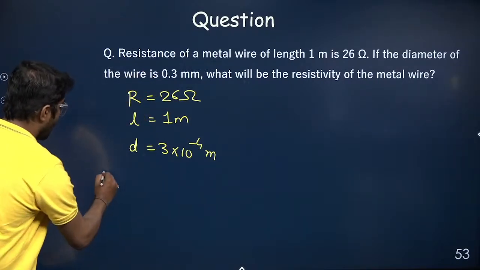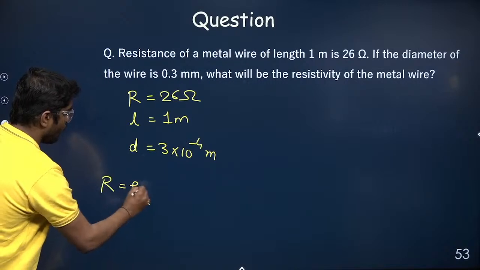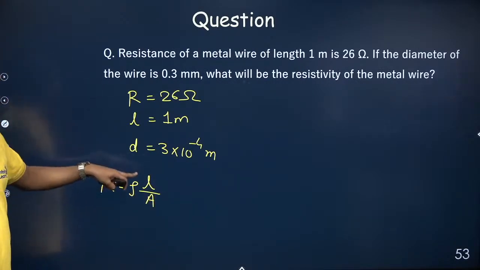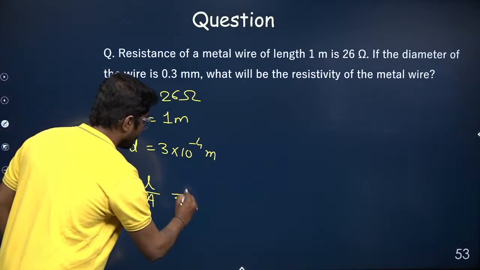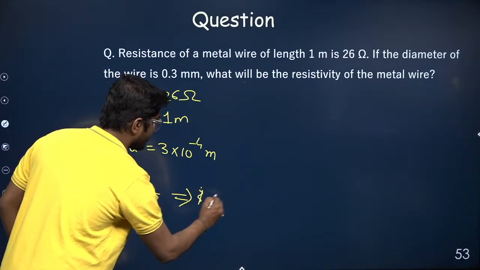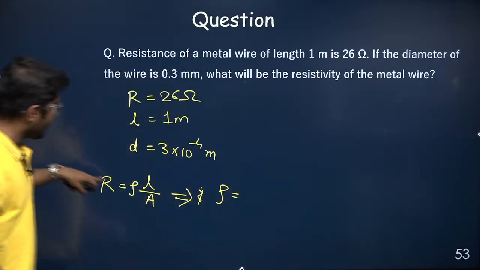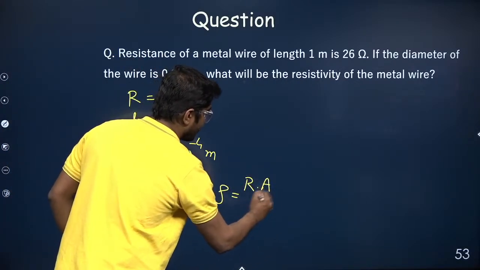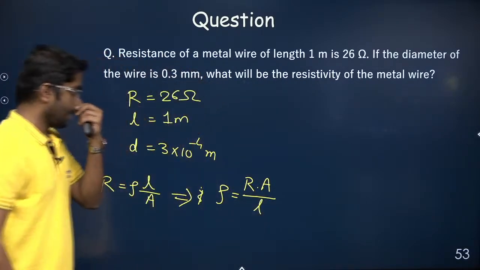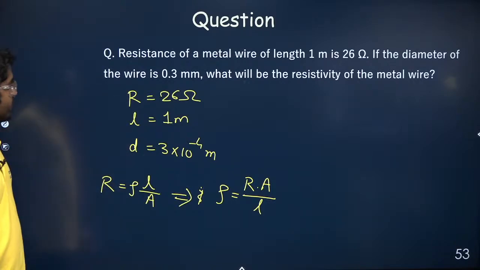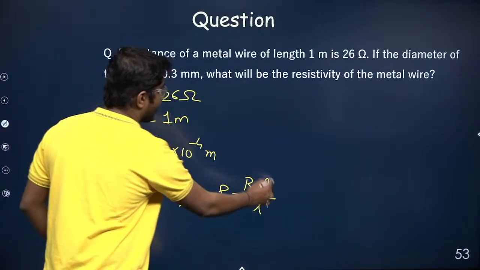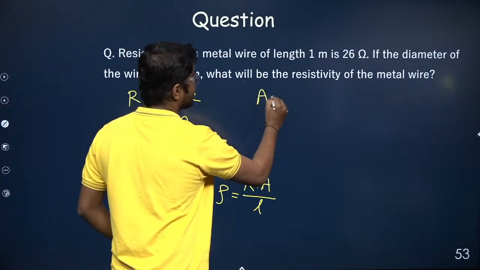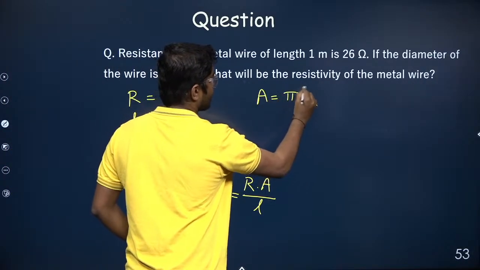So we know R is rho L by A, correct? This is the value of resistance. So from here you can find resistivity. Rho is given as R into A divided by L, correct? So substitute the values. So now here we want area, correct? We know the diameter. So how will you find the area? Area is pi r square.